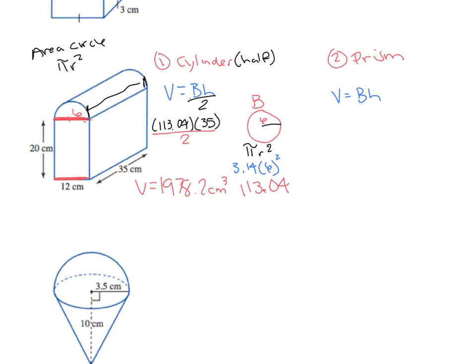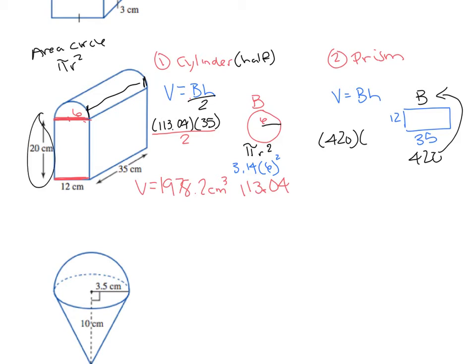So we know the base shape is going to be a rectangle, and the dimensions of that base are 35 and 12. Now remember, you need to figure out what capital B is, which is the area of that base, which means all we have to do is 12 times 35, and we get 420 is our capital B. So for our problem, we have 420 times the height of our prism, which is here, 20.